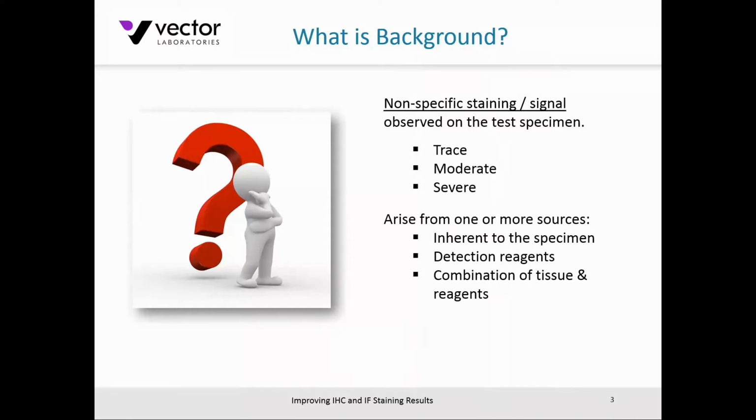But regardless, the background can certainly arise from one or more sources. Now, as I've indicated here, it could be inherent or endogenous to the particular specimen that you're working on. Certainly could arise from the detection reagents, or indeed a combination of both the specimen and the reagents that you've chosen to use.